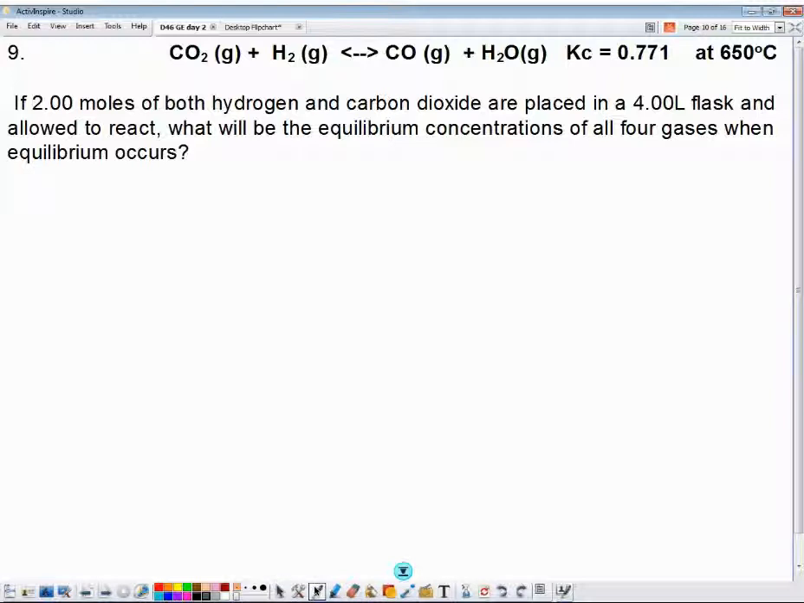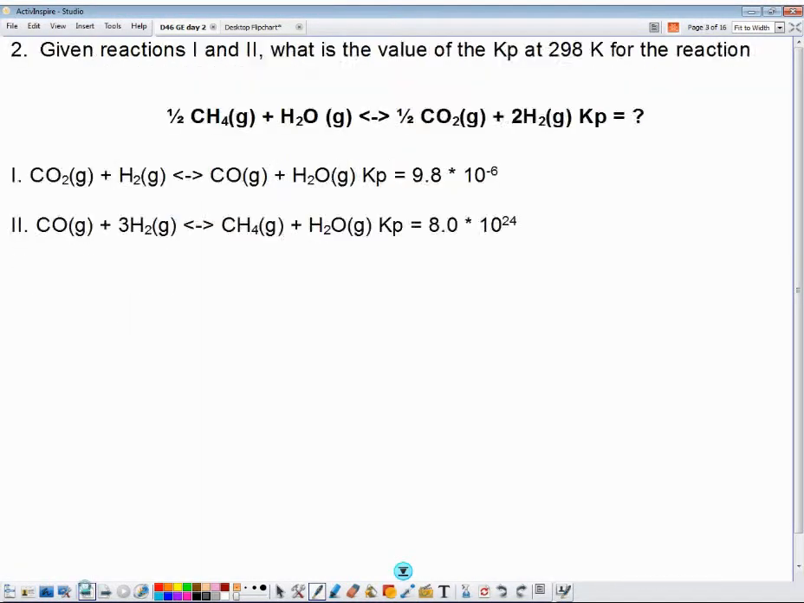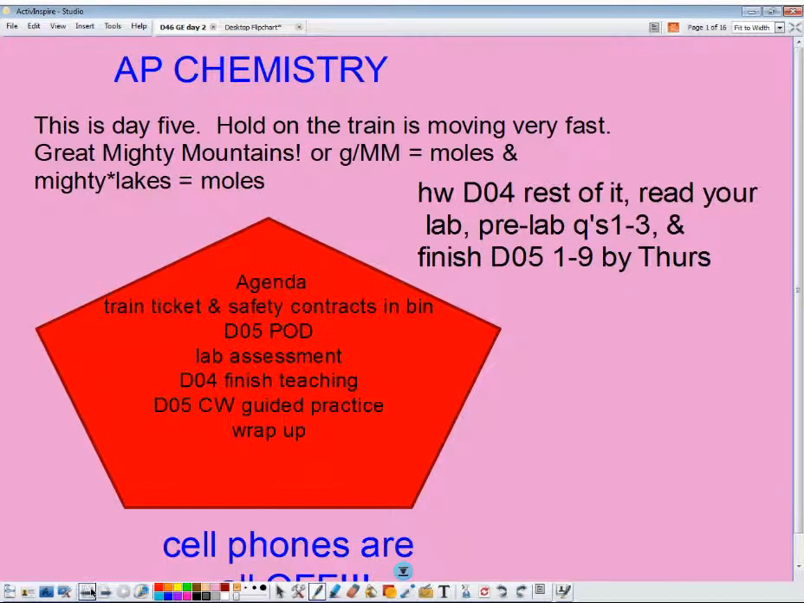All right, so in this problem, we are not on the right problem. We got to go back a couple of spots. There, a little bit too far.